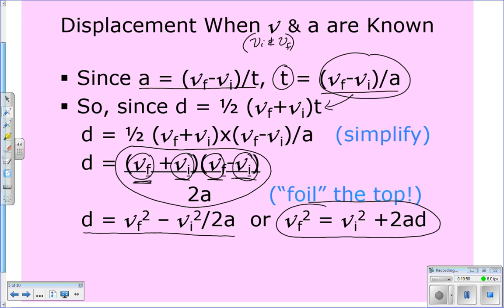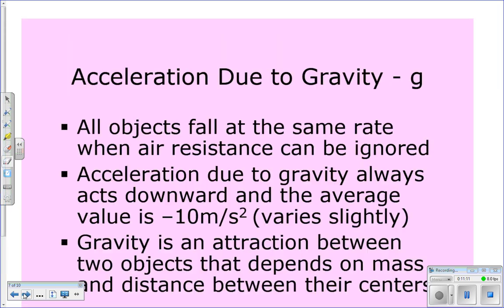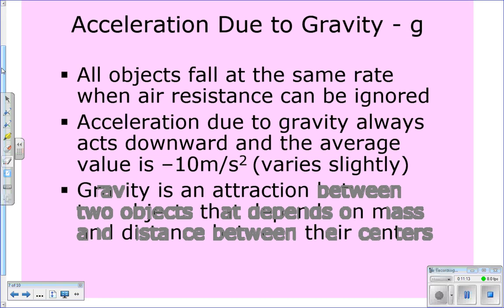What they're doing there is multiplying both sides by 2a to make 2AD, and then adding VI squared to both sides to leave VF squared by itself. Again, we'll leave that stuff for class.